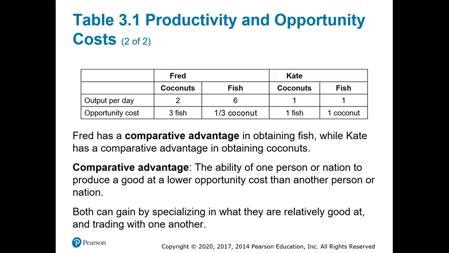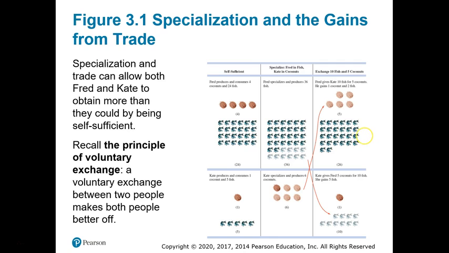Both gain by specializing in what they are relatively good at and trading with the other. If we look at specialization as trade, Fred and Kate can both obtain more than by being just self-sufficient. Fred is self-sufficient, but he now is helping Kate. Plus, that gives them a bond. This voluntary exchange is just between 2 people that make each other better off. In the long run, if Fred does this, Kate's going to say, thank you so much. Thanks for being my friend. I've got your back somewhere else.